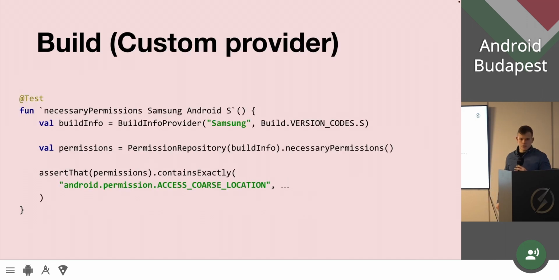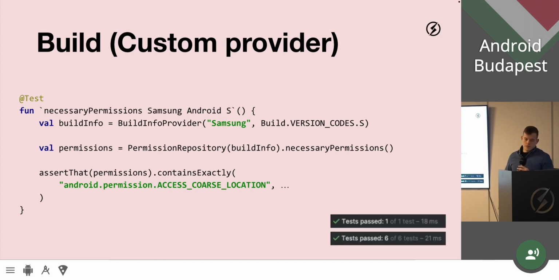How did our test change? Well, it became pretty simple. No more need for Robolectric, no more need for reflection. You will just create your simple build info provider object. Or maybe you can even use mocks if, for example, that class has too many properties and you just want to use a few of them. Pass it to the repository, check, it will work.